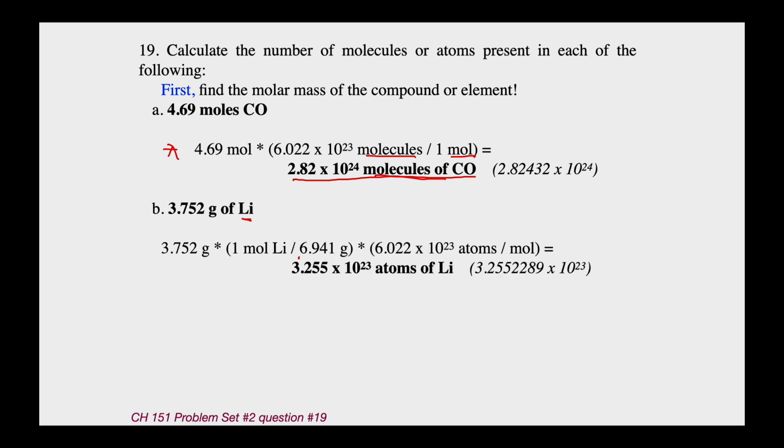Lithium on the periodic table, 6.941. That's 6.941 grams per mole. We're going to divide by that number to get rid of the grams. Then we've got just moles left over. Then finally, we'll multiply by Avogadro's number. Moles will cancel. We'll have nothing but atoms left over. And you get the massive 3.255 times 10 to the 23rd atoms. That is a lot of atoms. But anyway, it's kind of cool how math here allows you to calculate that without going through and physically counting something, which would just take forever.